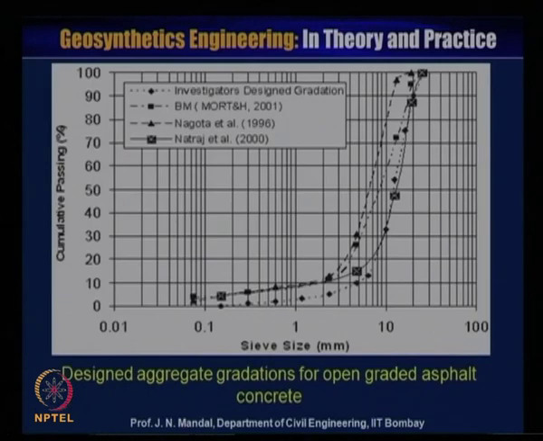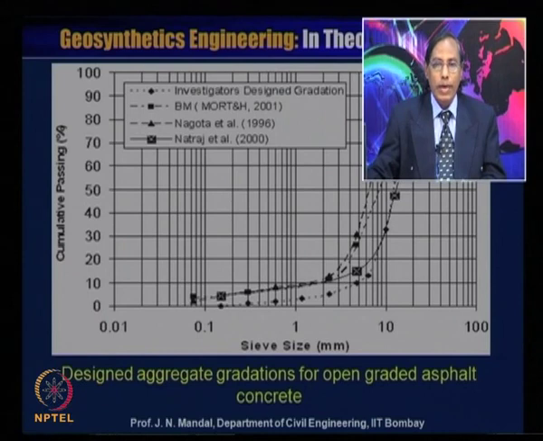So here is the figure which shows the designated aggregate gradation for open graded asphalt concrete. This curve shows the cumulative percentage passing versus the sieve size in millimeters, and you can see the investigator's design gradation curve, which almost matches with MoRTH 2001, Nagata et al. 1996, and Nataraj et al. 2000. So this gradation is very important. That means the aggregate gradation for the open graded asphalt concrete is important. It should lie within this range, which you can see as per the MoRTH 2001 specification.